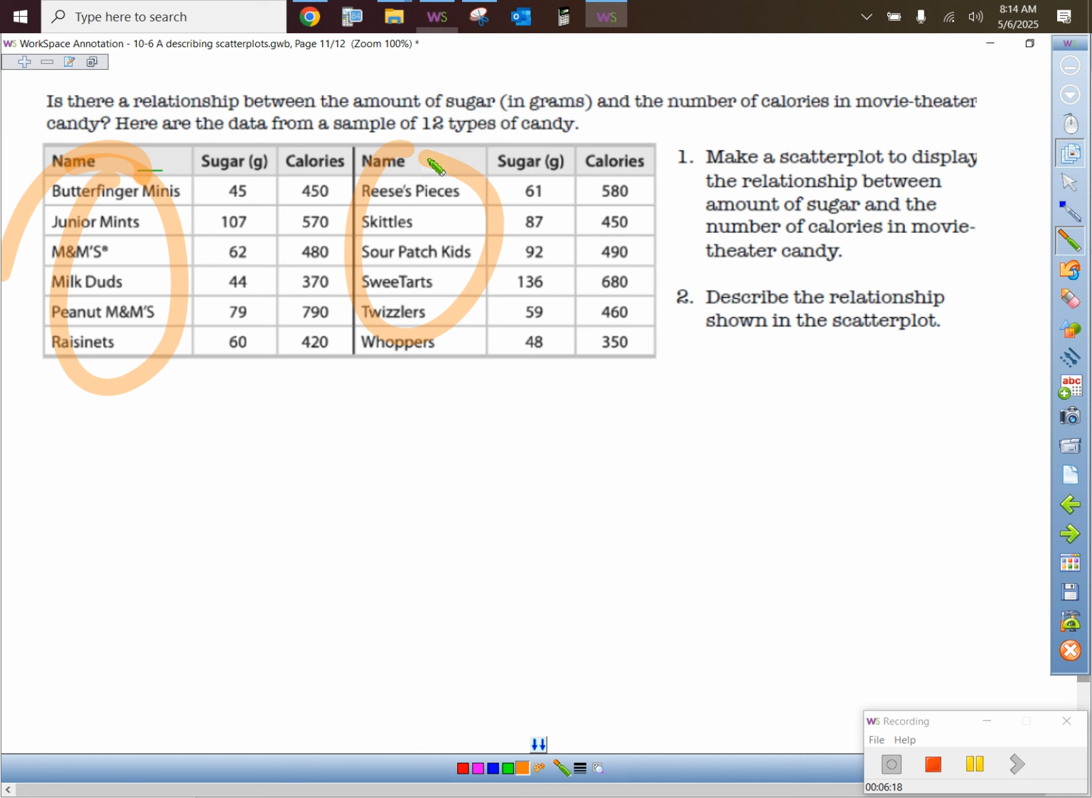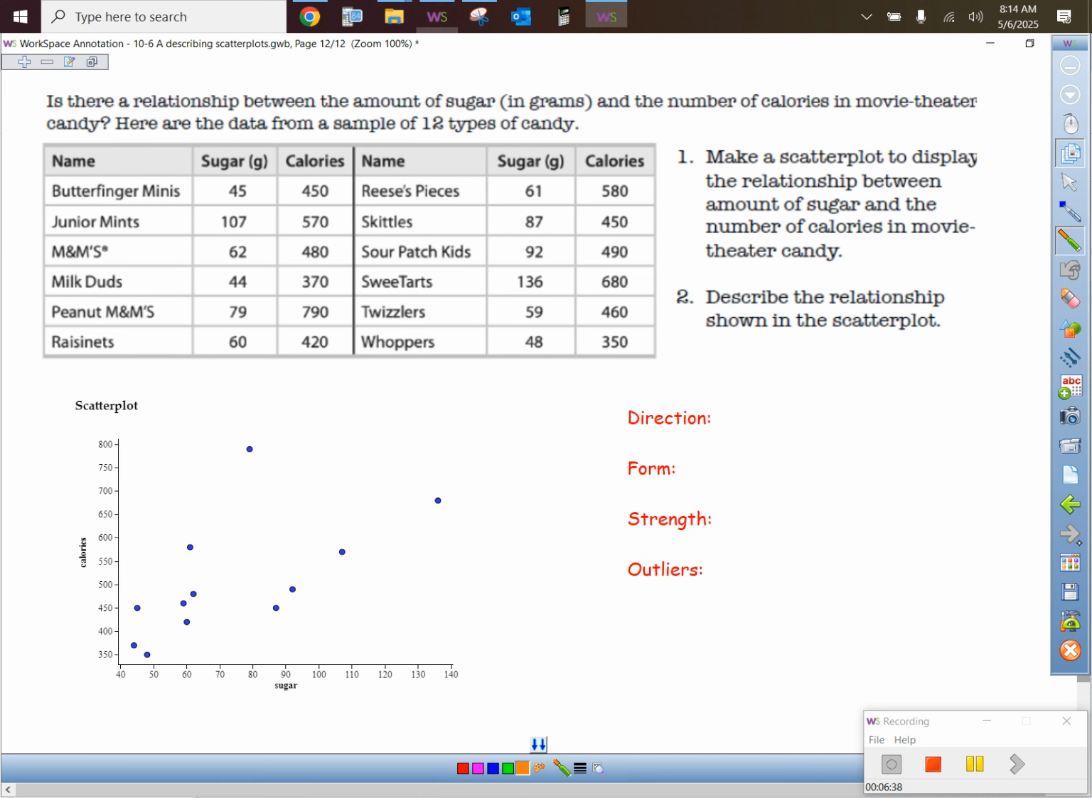So it's like, what's the relationship between all these candies, the sugar content that they have, and the number of calories? So I made the scatter plot for it. I put sugar on the x-axis because it came first. I put calories on the y-axis because it came second. In all seriousness, it doesn't matter which one's on which, because they don't relate to each other that well. But let's talk about the direction. What do you think? Positive or negative?